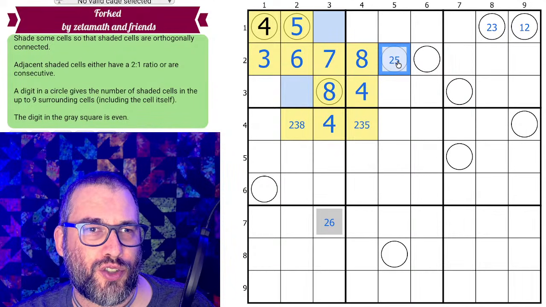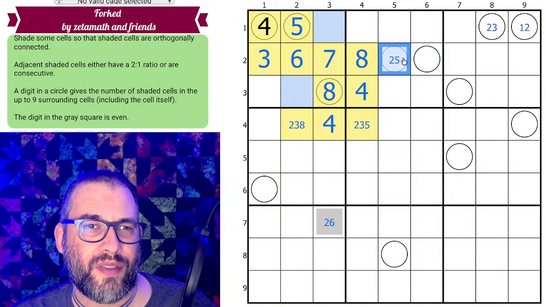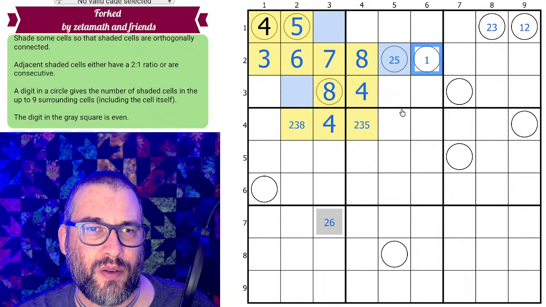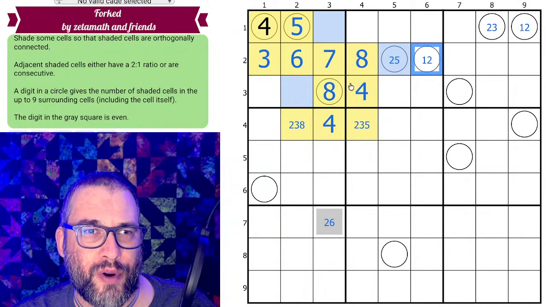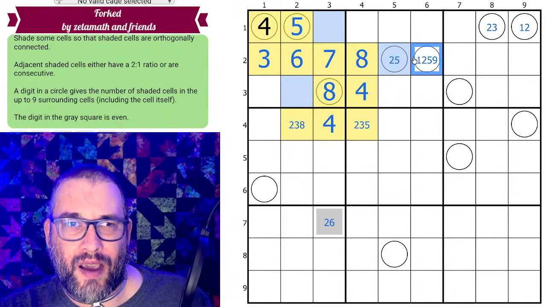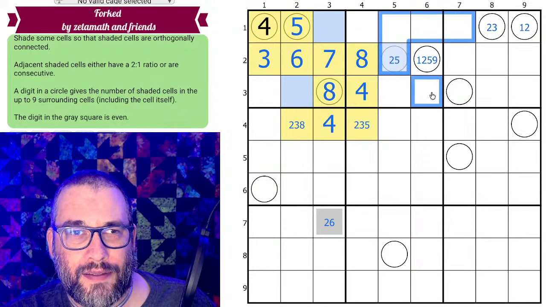Just see if this is 2. Yeah, if this is 2, well, let's say what this could be. This could be 1. It could be 2. It's not 3, 4, 5, 6, 7, 8, 9. So it's 1, 2, 5, 9 by Sudoku. Now, it's not 9.